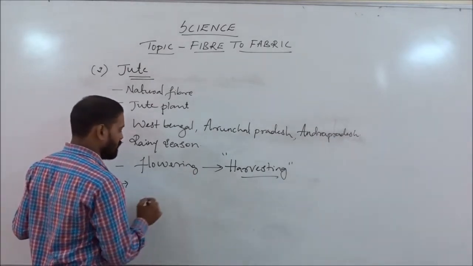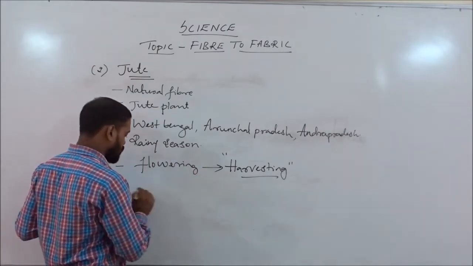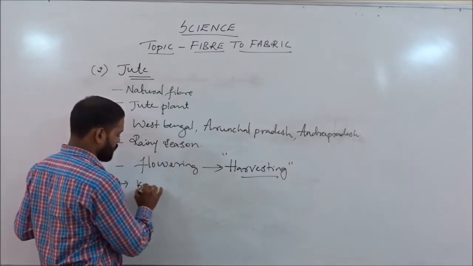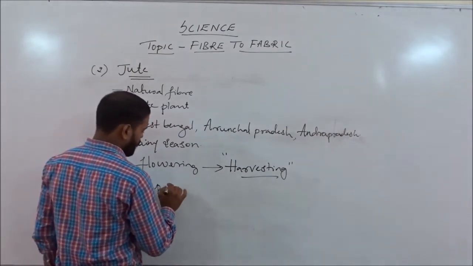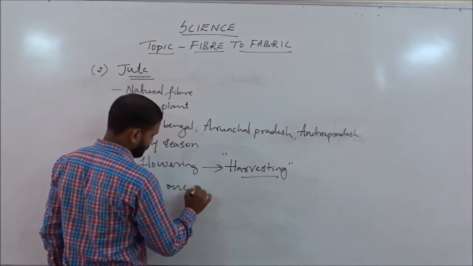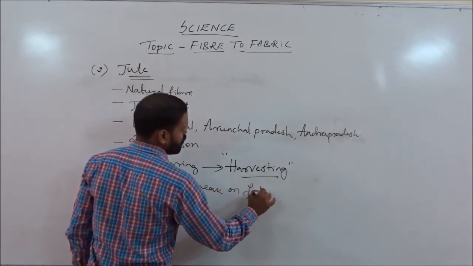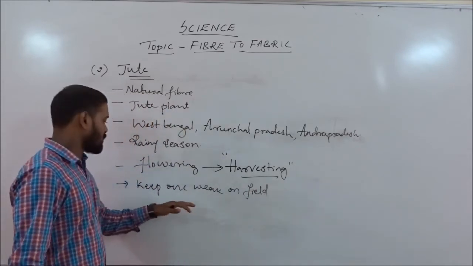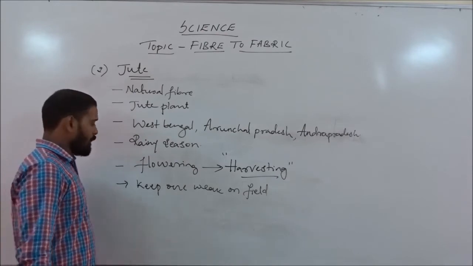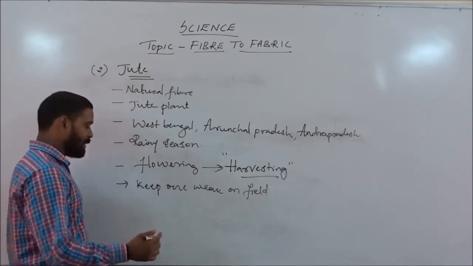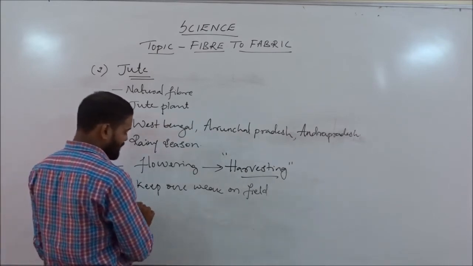At least 1 week you have to keep the jute plants in the field. So keep them for 1 week on the field, and dry the jute plants at least a week. After 1 week, after 8 days, all the leaves will become dried out, so you will get the stem part.